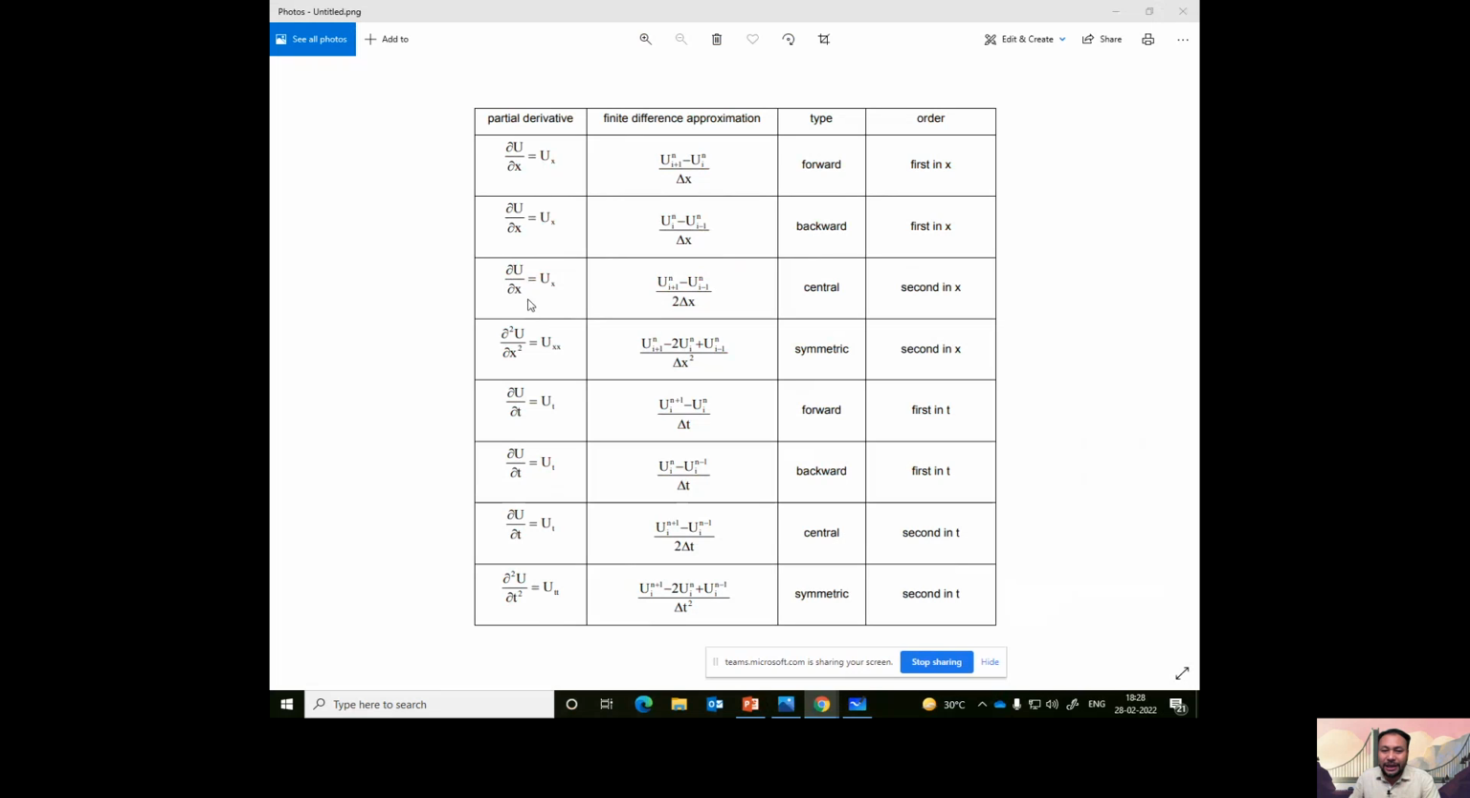Come up here, central difference form, where I can write this first order partial derivative in discrete form. Same thing here, second order: using the finite difference, I can write it in discrete form. This is the first order with respect to t, I can write in discrete form. Same thing with respect to t, first order, central, and second order with respect to t, I can write in discrete form.